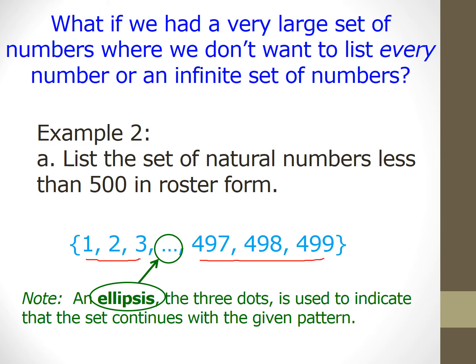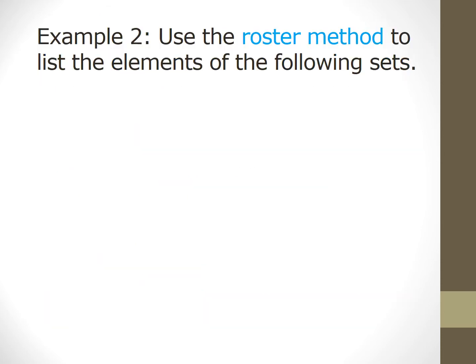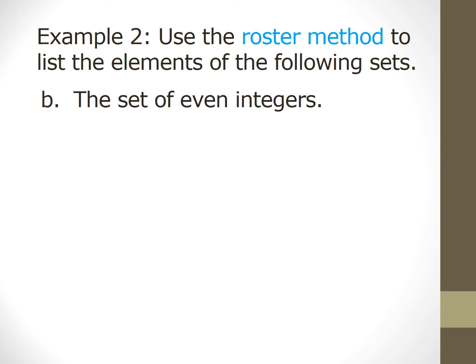So let's practice this a little bit. Use the roster method to list the elements of the following sets. The set of even integers. Okay, well there's a lot of those. So we would want to, of course, include 0, 2, 4, 6. But once we have that pattern established, then we would use these 3 dots, the ellipsis, to show that it goes 8, 10, 12 without actually listing them. Now, of course, integers also include the negatives. So you have -2, -4, -6. And again, we use the ellipsis to say the pattern continues in that direction forever. So there's an infinite set.